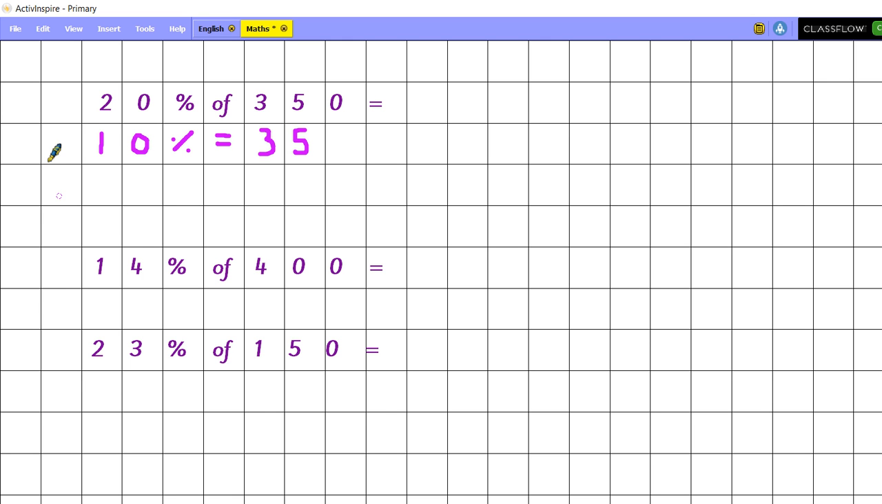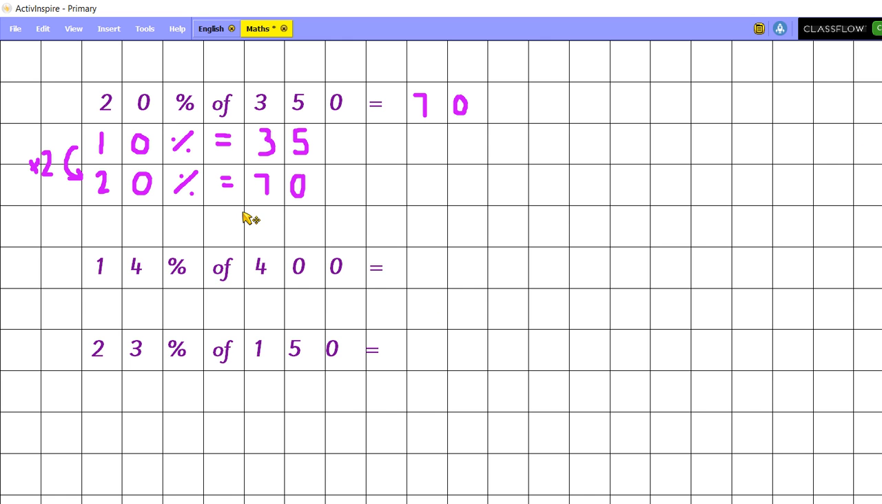If I've got 35, how can I find what 20% is? Well, I can quite simply look and see what have I done to my 10 to get 20. I've doubled it, haven't I? Or I've timesed it by 2. So if I've timesed my percentage by 2, I need to times my answer by 2 or double it. So double 35 gives me the answer 70. So 20% of 350 is 70. Okay? Super duper.